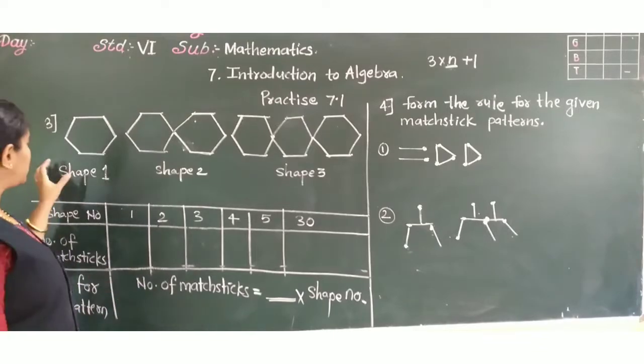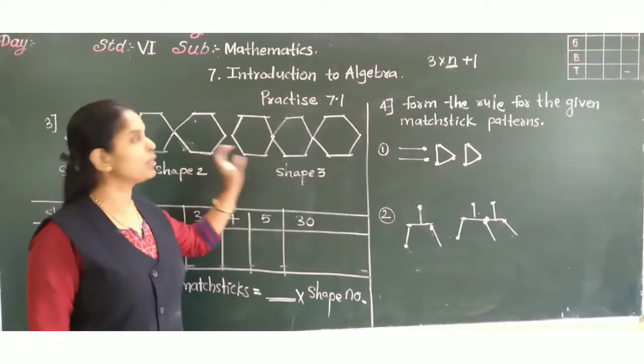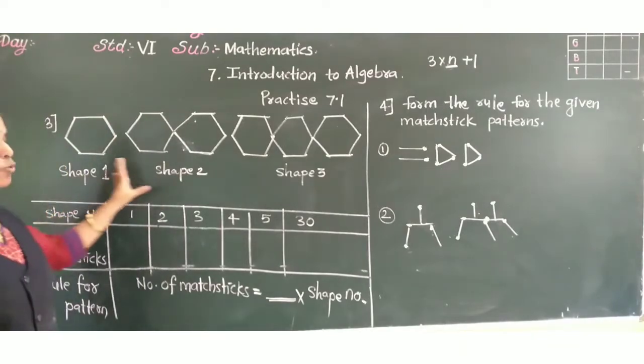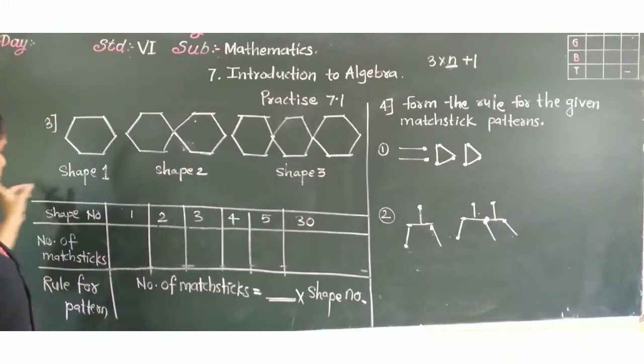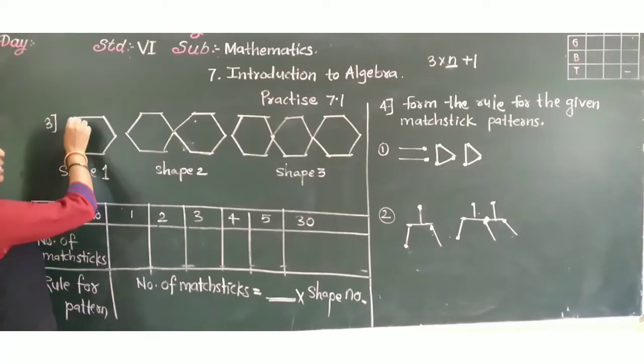Now see question number 3. This is shape 1, shape 2, shape 3. And we have to find out the number of matchsticks used for each shape, and the rule for the pattern. So see here, shape number 1. How many matchsticks are required?